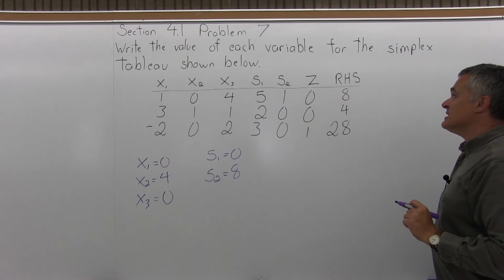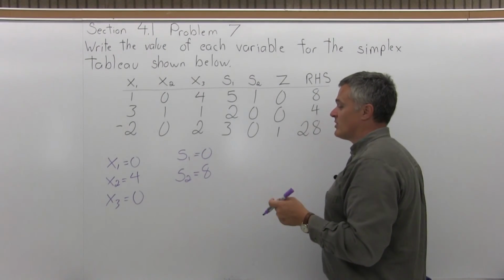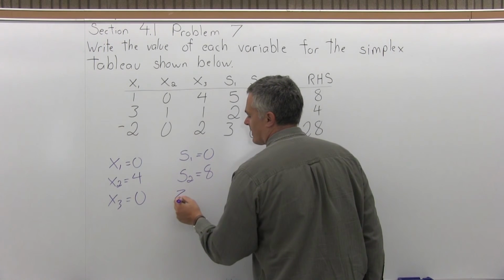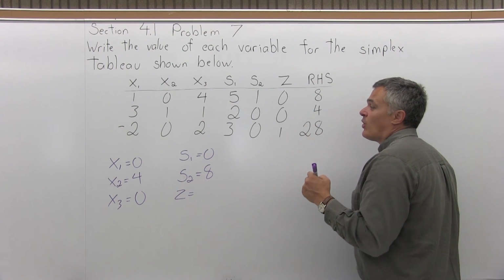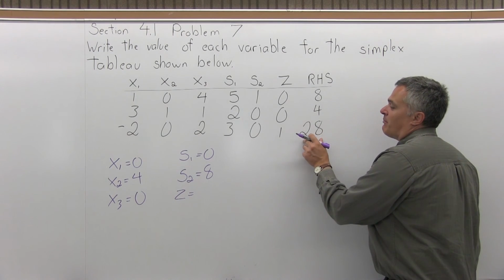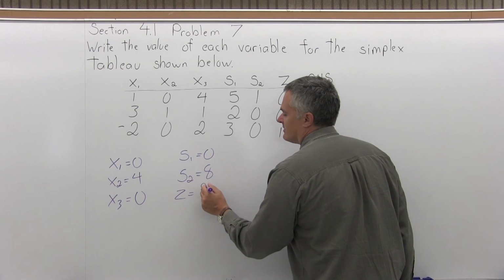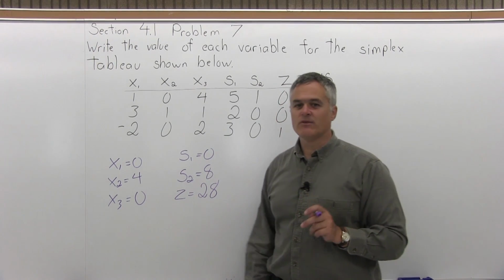And the last variable is z. It does have a special column of all zeros and a single 1, so it's going to have a value. The column for z has 0, 0, 1. There's a 1 in the bottom position. So if I look in the right-hand side column in the bottom position, I have a 28. So the value of z is 28. And that's the value of all the variables.